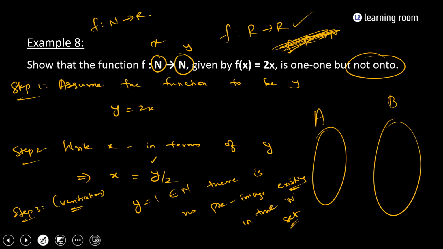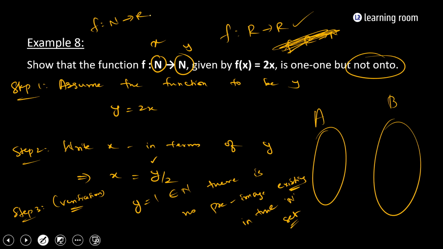So are you able to understand this domain and codomain game? Sir, but N to R function is possible. We are talking about function. Yeah, function is possible, but it is not onto. Here, our context is only for onto.